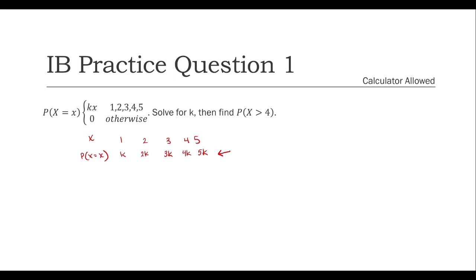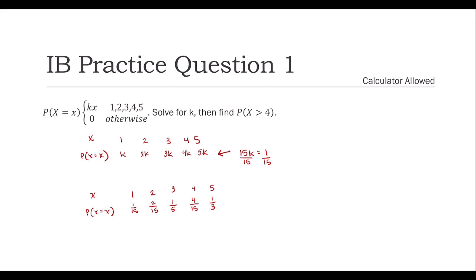All of these probabilities need to add up to 1. So k plus 2k plus 3k plus 4k plus 5k has to equal 1. So 15k equals 1, and to solve for k, we divide by 15. So k is 1/15. Now if we rewrite our table, 1 is just k, so 1/15. 2 is 2k, so 2/15. 3 is 3k, which is 3 over 15, which simplifies to 1/5. 4 would be 4k, so 4 over 15. And 5 is 5k, so that simplifies to 1/3.